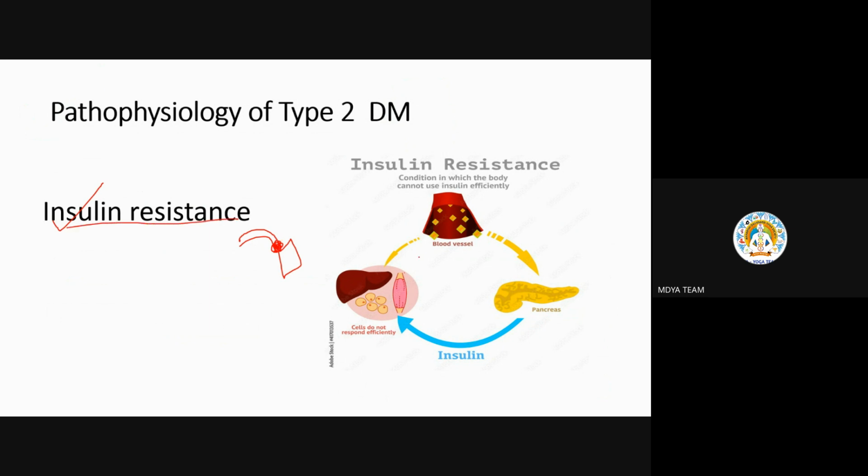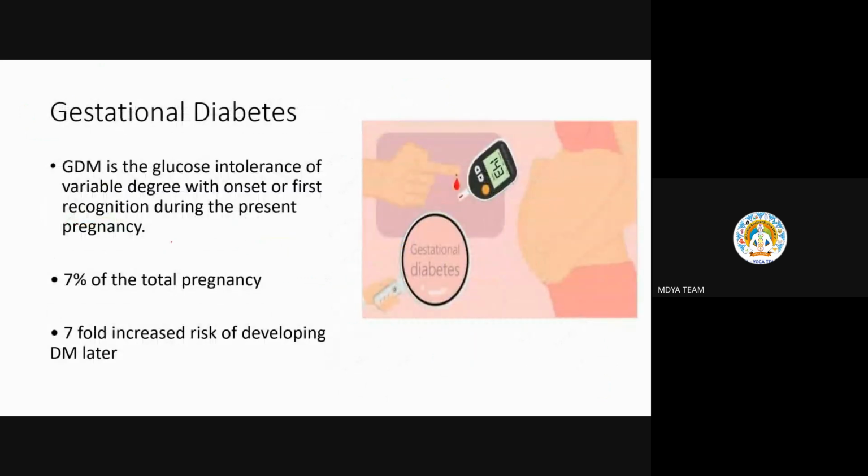In the diagram you can see what insulin resistance is. It is a condition in which the body cannot use the insulin efficiently, though insulin is there. So there are cells and blood vessels. The normal pancreas will produce insulin, but what is happening? Cells do not respond efficiently. Cells are not efficiently responding to the insulin in the blood vessels, due to which the cells can't receive it. Understood? I hope you understand.